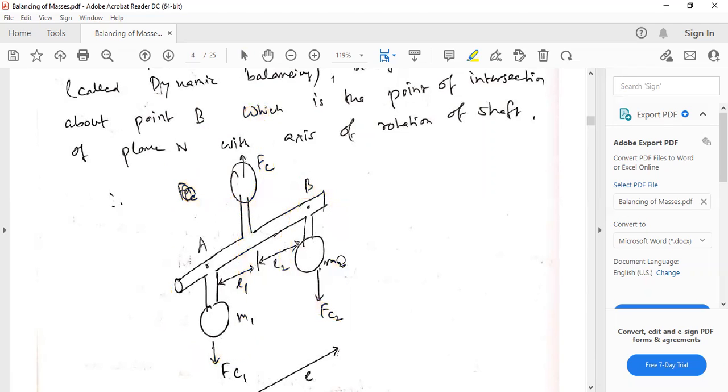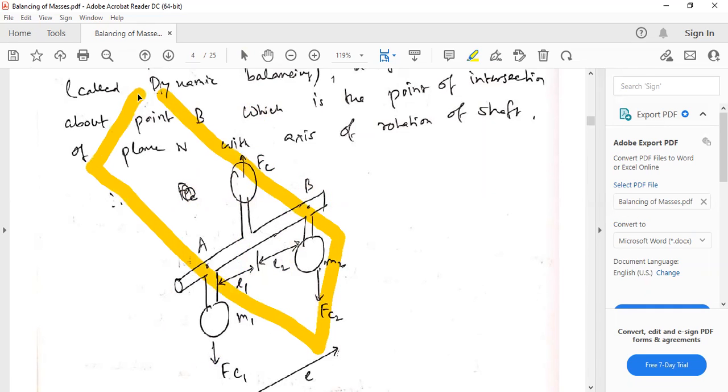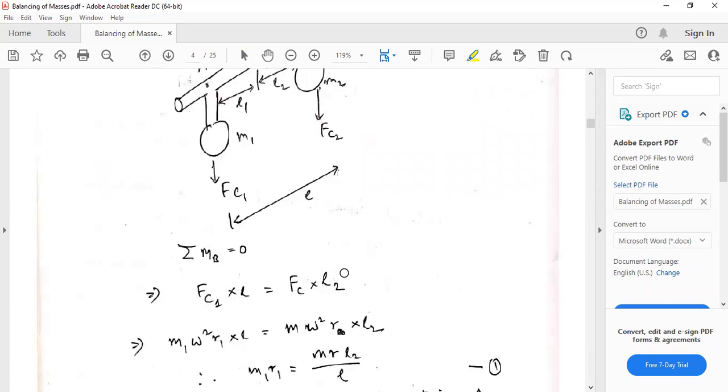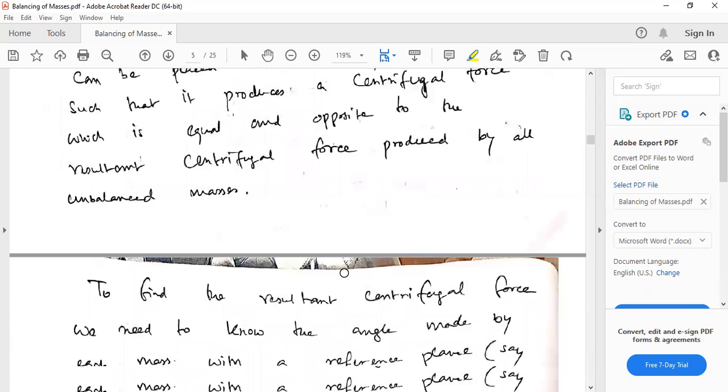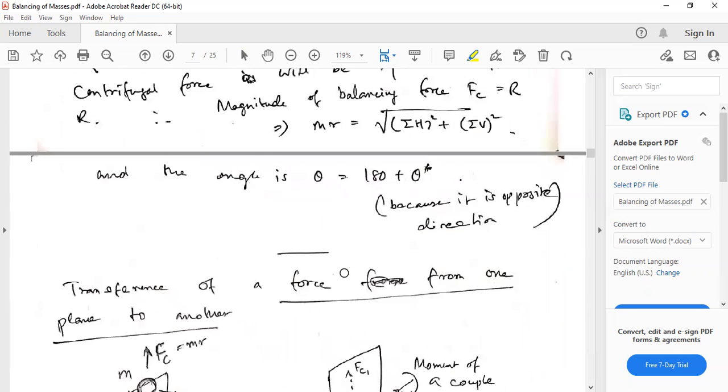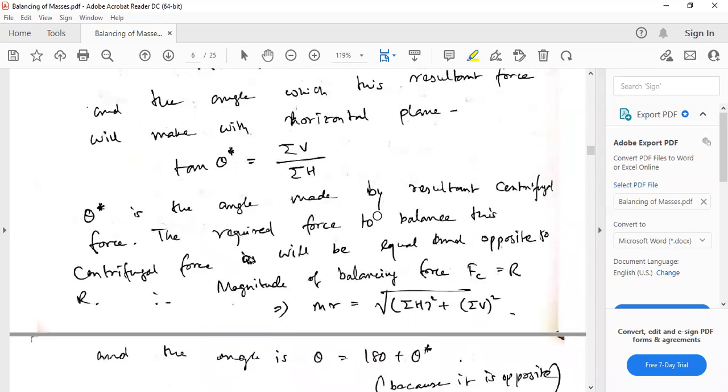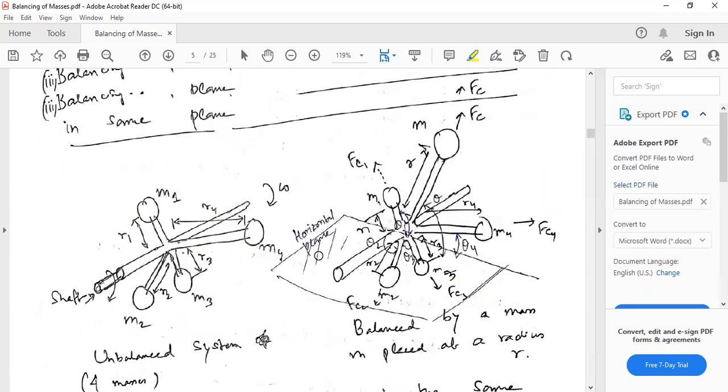You understand? Different plane means, see, we just take a plane like this, passing through this, which places this mass in this plane. Obviously the second and third ones are not in this plane, they are away from it. One is in this direction, the other is in that direction. There is some gap between them, so they are not in the same plane. If they are not in the same plane, we'll have dynamic balancing, otherwise we'll have only static balancing. We have seen how to do static balancing, and this was already explained in class, so I'll not go through it again.